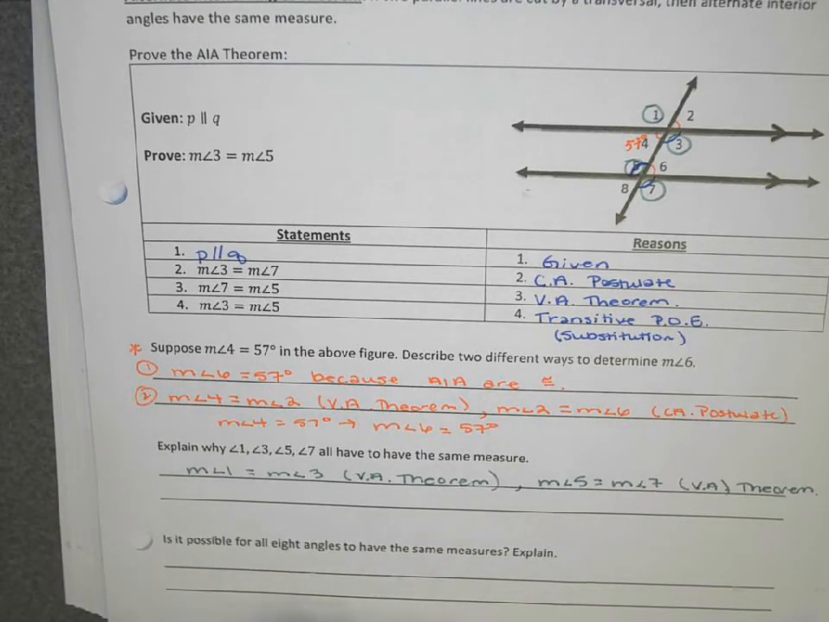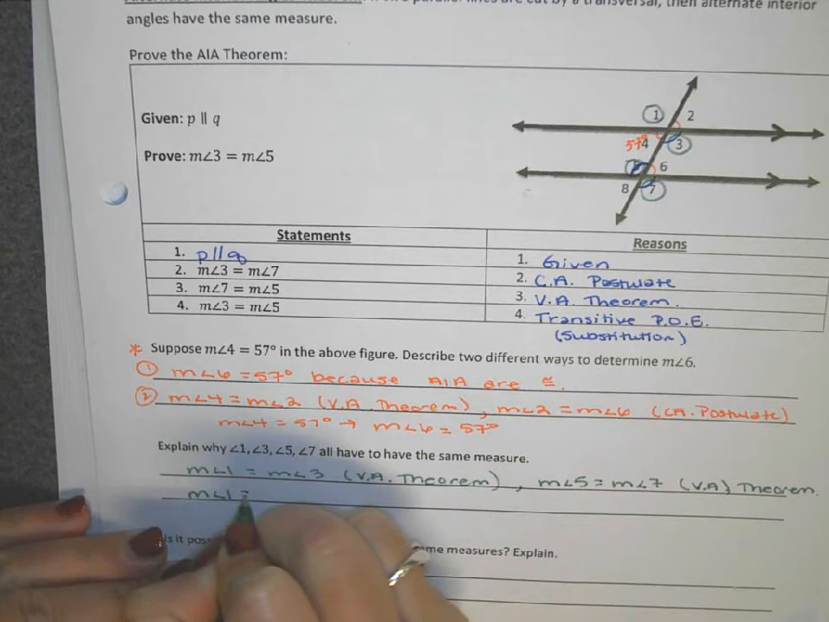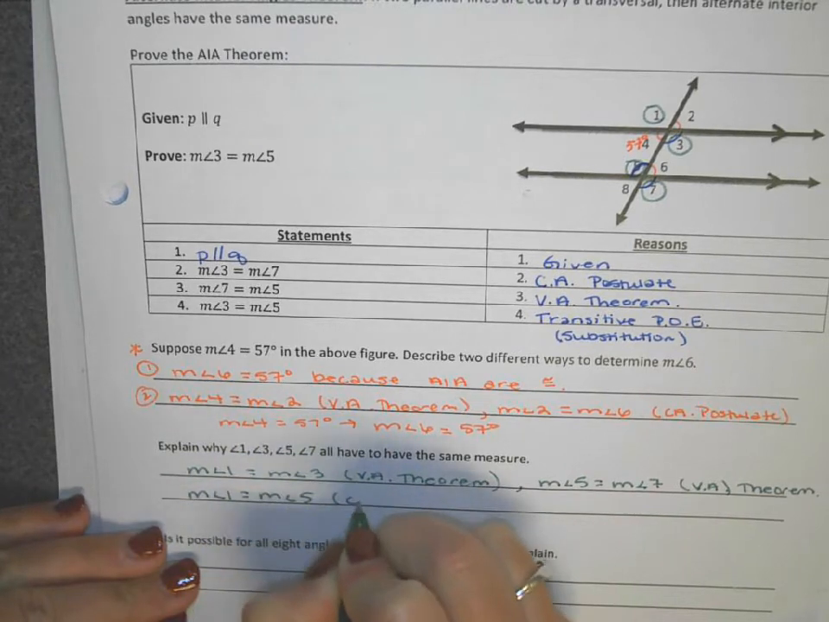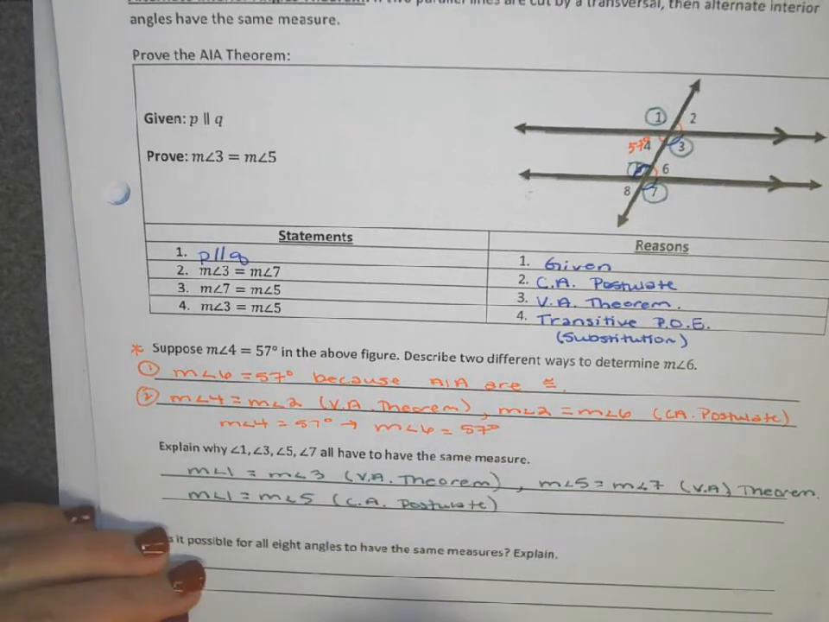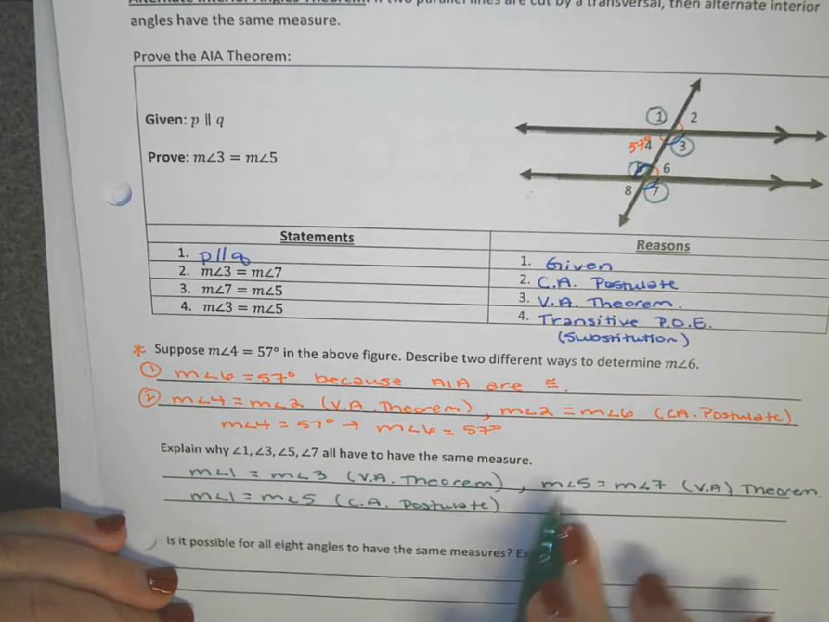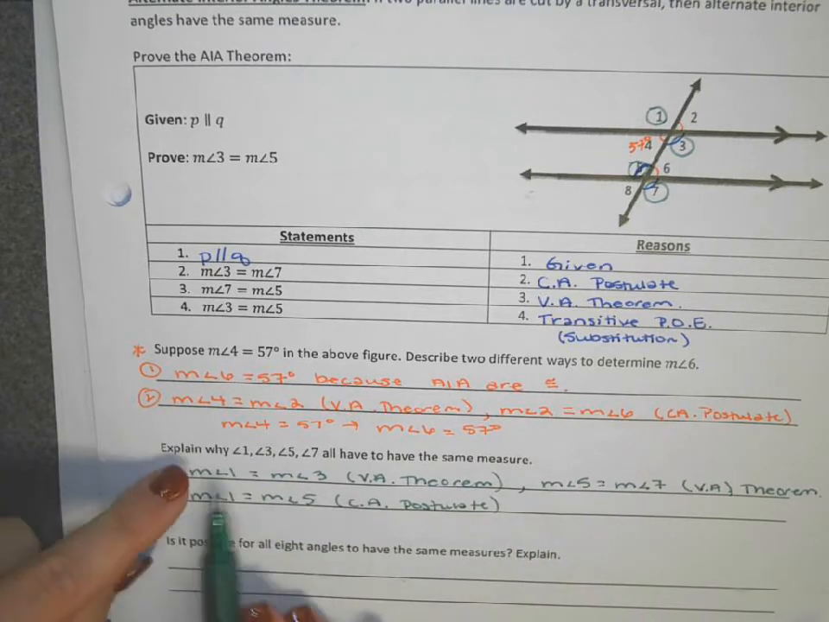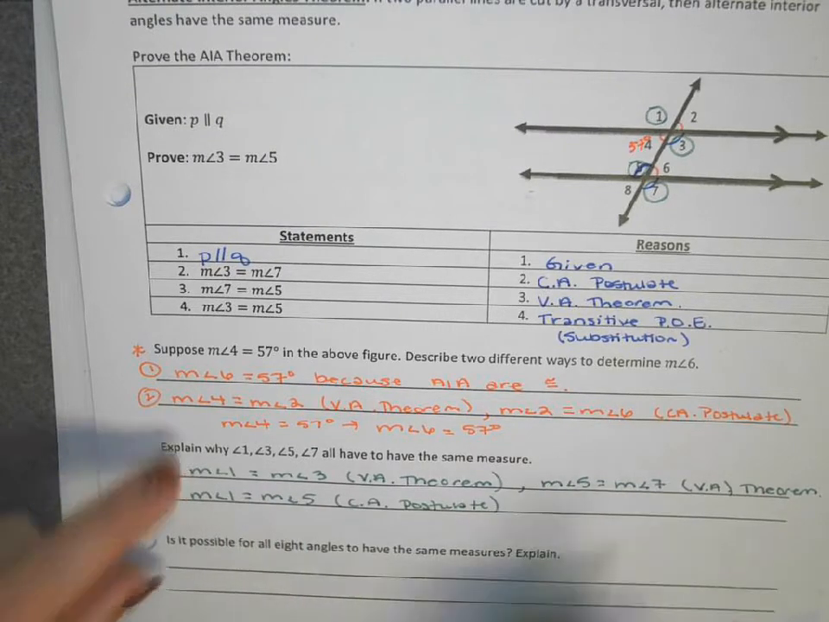Then you also know that 1 and 5 are corresponding angles and 3 and 7 are corresponding angles. So just state one of them. The measure of angle 1 equals the measure of angle 5 because of the corresponding angles postulate. So if 1 is the same as 3 and 1 is the same as 5 and 5 is the same as 7, they all have to be the same because 1 and 3, 1 and 5, so 3 and 5 are the same, and 5 is the same as 7, so 3 has to be the same. They all have to be the same.